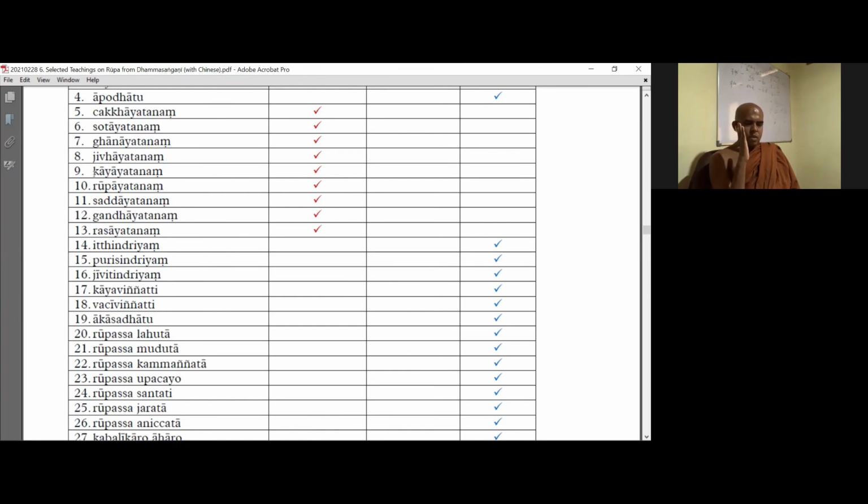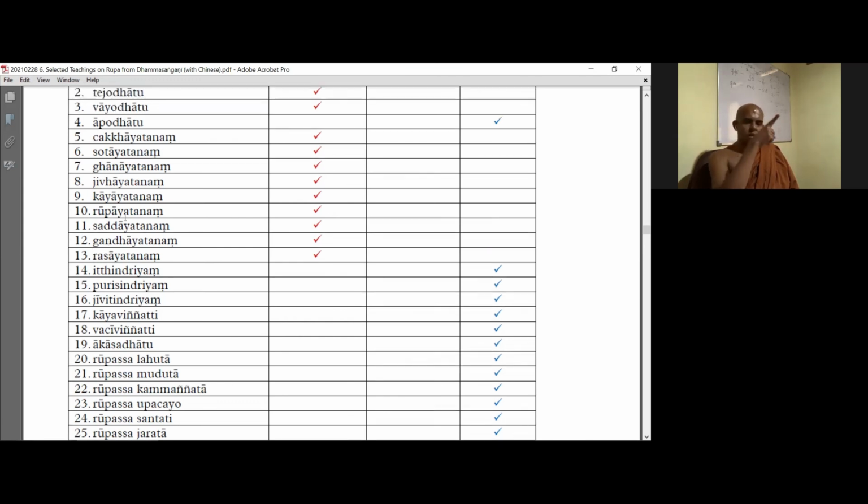There are five. But how about the objects? Color is the object to the eye. Sound is the object to the ear. Smell is the object to the nose. Taste is the object to the tongue. And tangible, pathavi, tejo, vayo, three elements, is the object to the body.